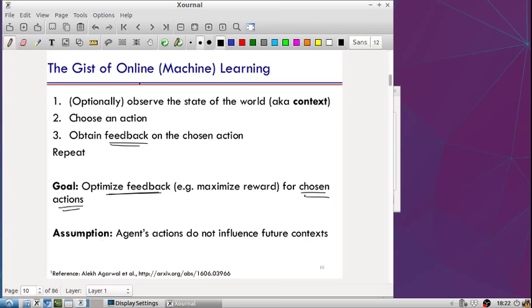In this version of the problem, online machine learning, we assume that the agent's action does not influence future context. I take a customer's call, maybe I don't solve their problem, and the next customer who comes in has no relation to the previous problem. In real life, if you do a really bad job over a sequence of customers, you may lose customers. But here we're just saying that your current action has nothing to do with who comes next. So you get a fresh start every round.